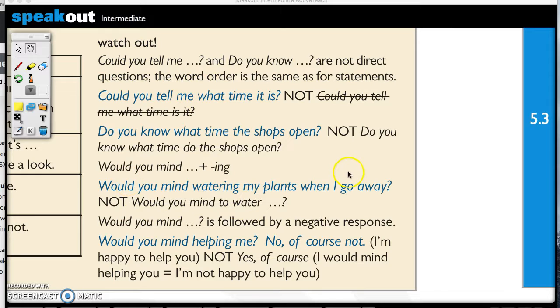Now also be careful with these. Would you mind watering, using an ing form, not to water? Okay? Or would you mind, followed by a negative, would you mind helping me?